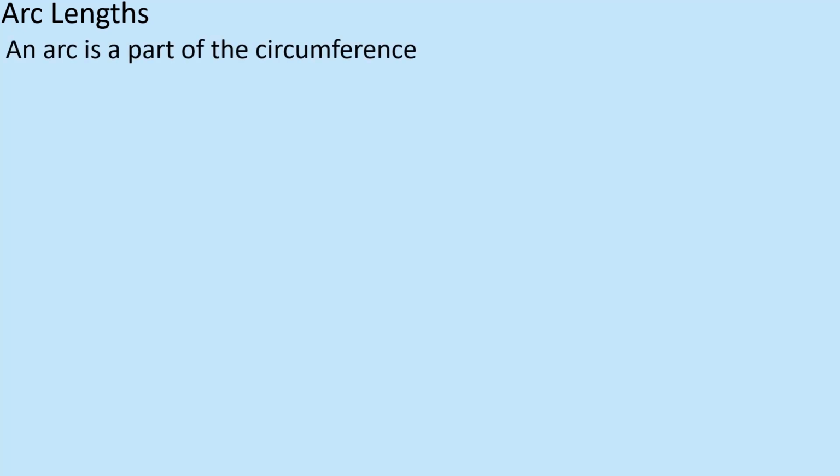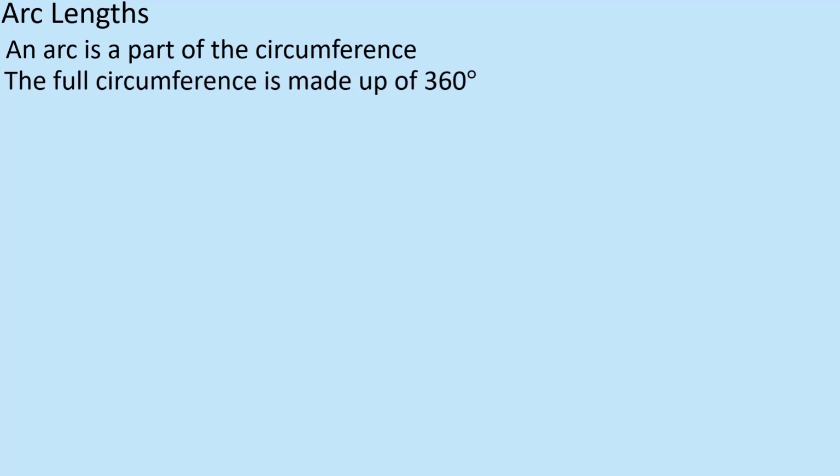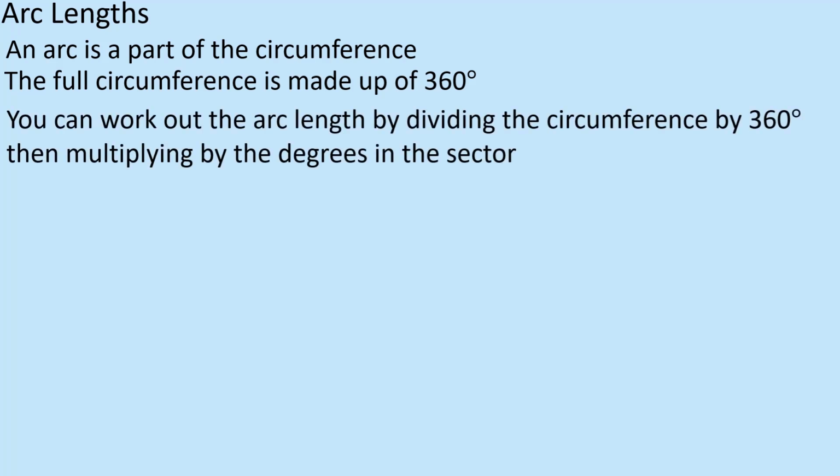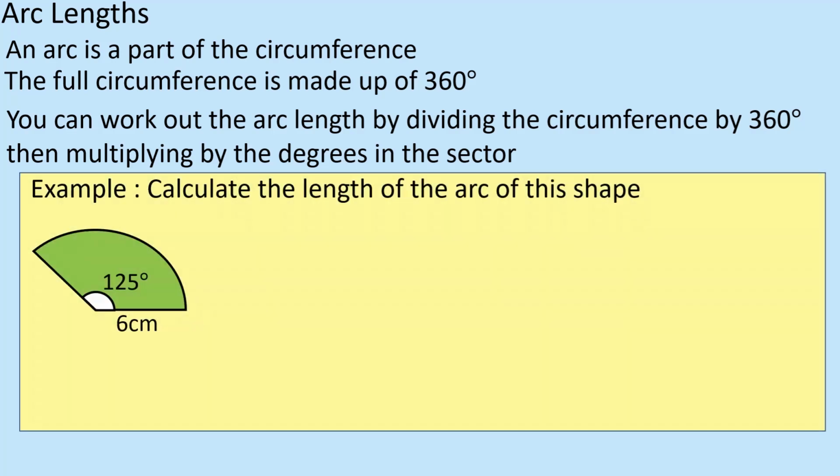So an arc, by definition, first of all, is part of a circumference, or a portion of a circumference. Hence, you need to know the circumference first. But the full circumference is made up of 360 degrees, if you think about a full circle. And you can work out an arc length by dividing the circumference by 360 and then multiplying by the degrees in the sector. All right, this will make more sense when we look at an example, which we're going to do now.